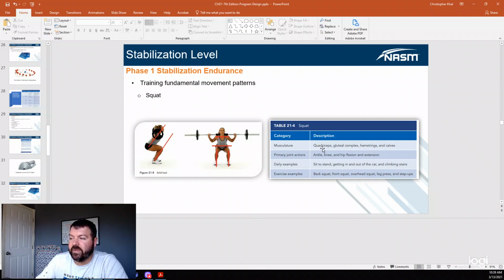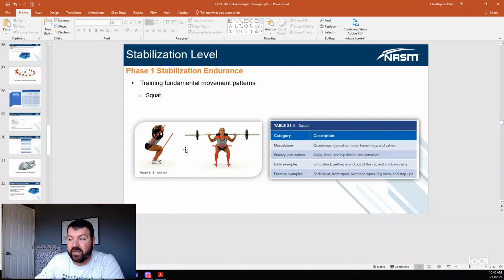Musculature: we're talking about quads, glute complex, hamstrings, and calves. Primary joint actions are ankle, knee, and hip. Daily examples: sit to stand, getting in and out of the car, climbing stairs. Very, very important exercises. You don't have to use a barbell for this, but you're teaching them the squat mechanics and how to do it properly. Very, very important.